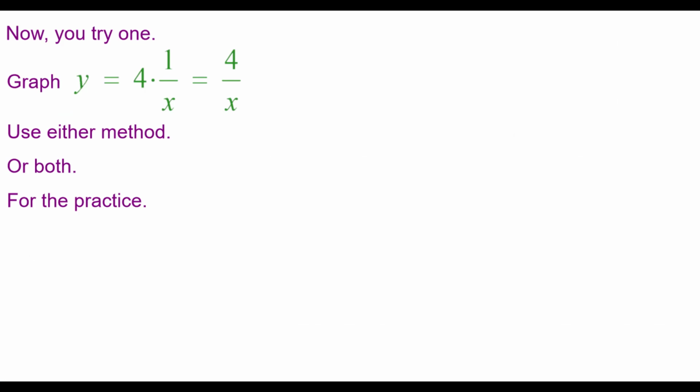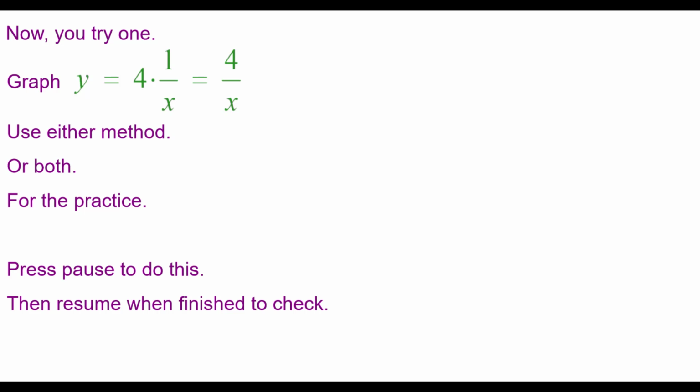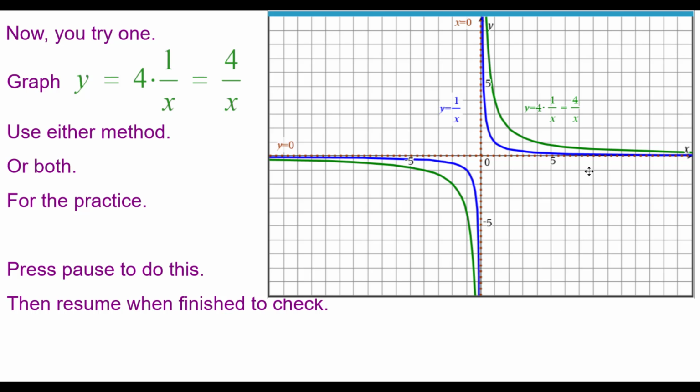Now you try one. Graph y equals 4 times 1 over x, which would usually be written as 4 over x. Use either method or both for the practice. Press pause to do this and then resume when you're finished to check your answer. And here's the graph here in green.